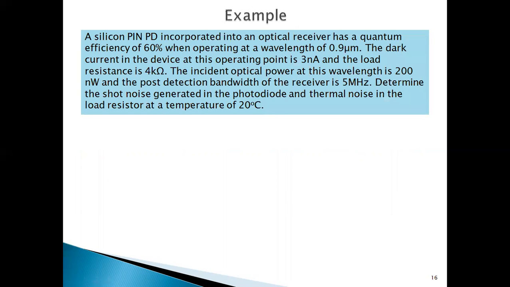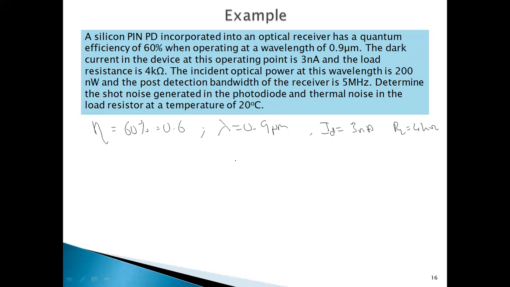Okay, so let's have a look at this example to test our understanding of the PIN photodiode. We are given a silicon PIN photodiode incorporated into an optical receiver, which has a quantum efficiency of 60%. So eta is equal to 60%, or simply 0.6, operating at a wavelength lambda of 0.9 micrometer. We are given further that the dark current in the device at this operating point is 3 nanoampere. So ID, the dark current, is 3 nanoampere. And the load resistance is 4 kilo ohm, so RL is 4 kilo ohm. That should be your information given.